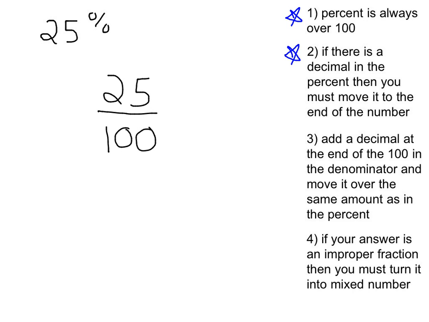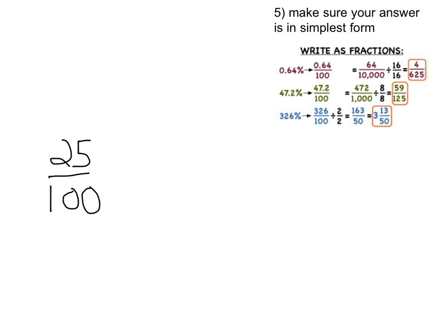Now, rule 2 says if there's a decimal in our percent, we must move it over. Don't have any of those, so we can skip rule 2 and 3. Rule 4 says if your answer is improper, you must change it to a mixed number. Now 25 over 100 is a proper fraction, so we can skip rule number 4.